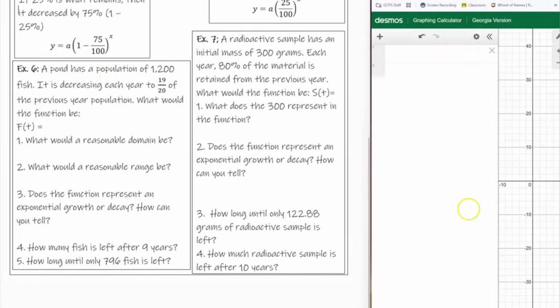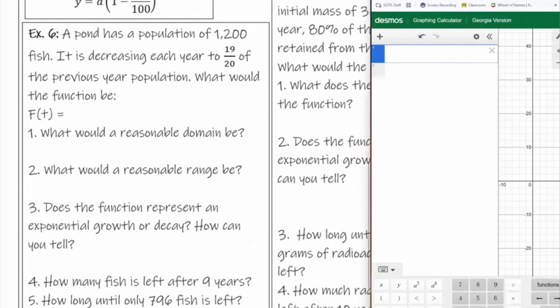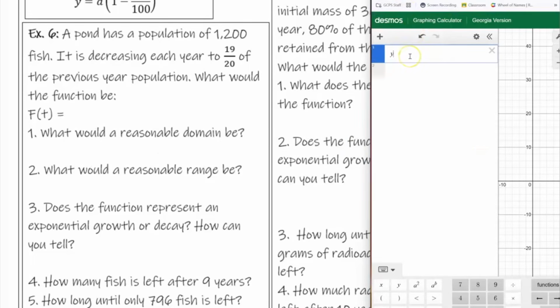I'm not going to do it by hand all the way from the beginning. All right, so a pond has a population. So I have a, b, x. I'm going to start off my equation with a, b, x, and it's supposed to be f of t, but I'll come in and change that later. So a, b to the power of x. Okay, so I need my initial, and I need my growth or decay factor, and then I need my time.